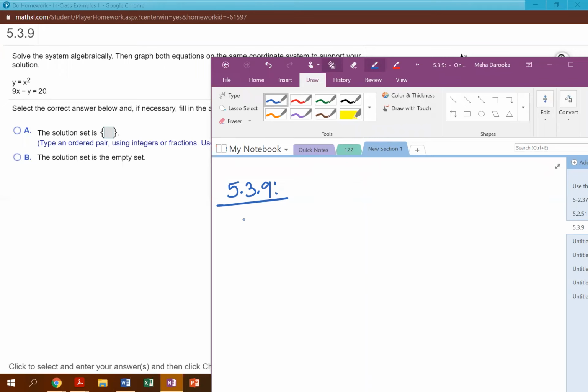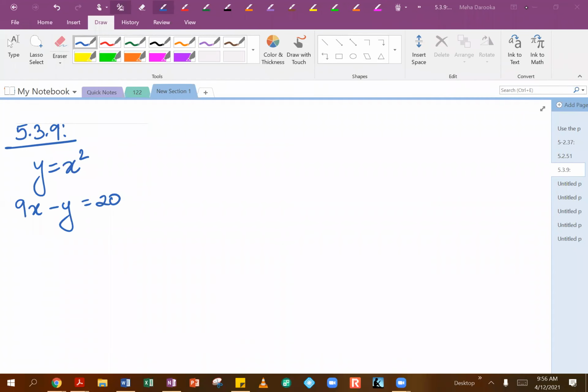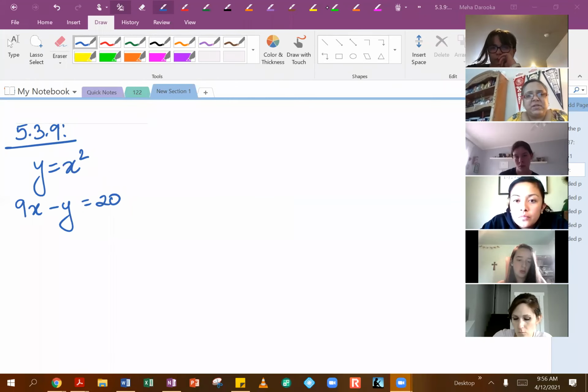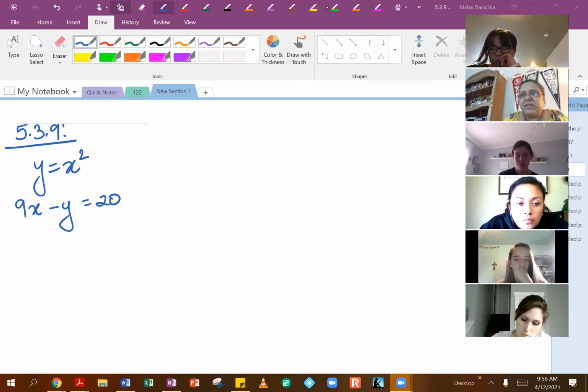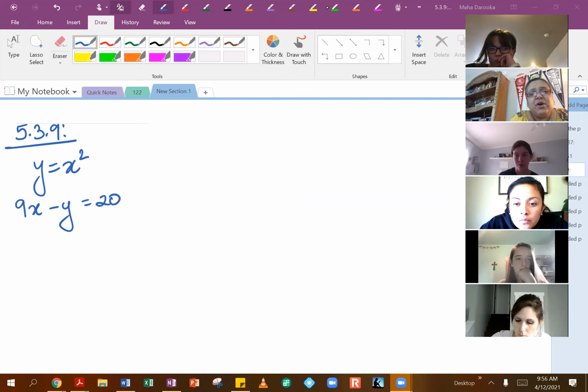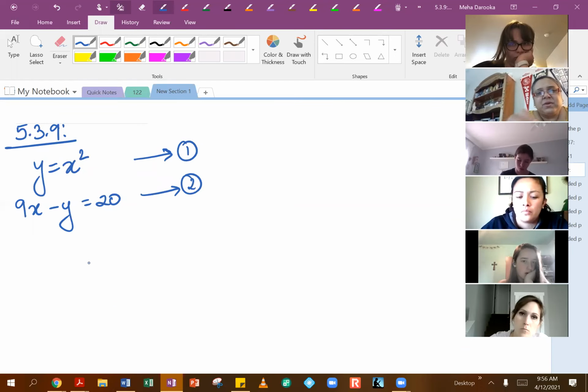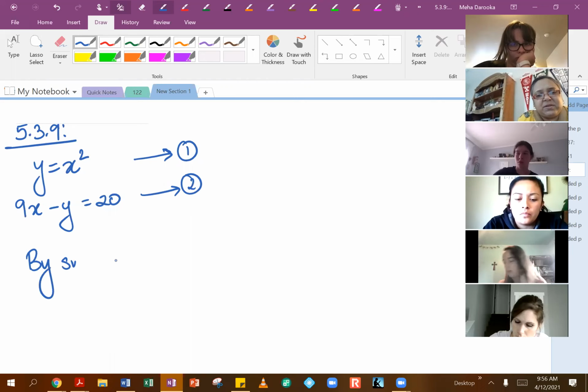Okay, so our 2 equations are y = x², which we know is going to be a parabola, and then we have 9x − y = 20, which is going to be a straight line. So if you have to solve this algebraically, you want to try either substitution or the addition method. In this case, the addition method is not going to work out too well, so substitution is going to be pretty easy. You've already got the first equation set up as y = x², so we can just use that to substitute into equation 2. So let's do the substitution method.